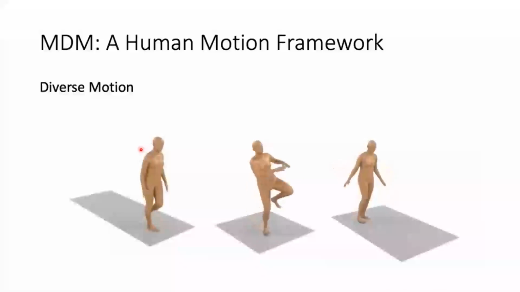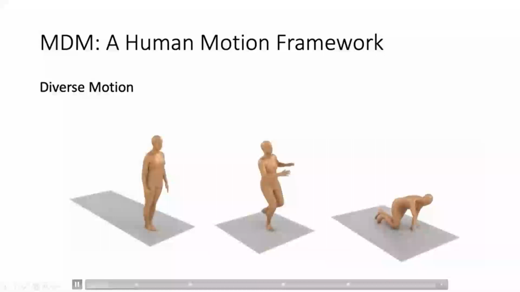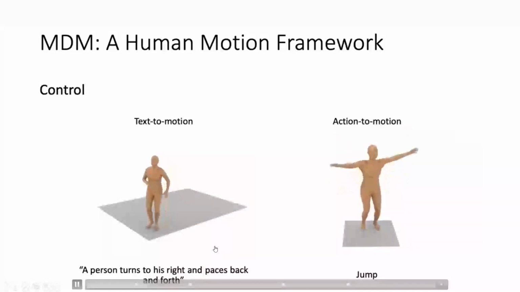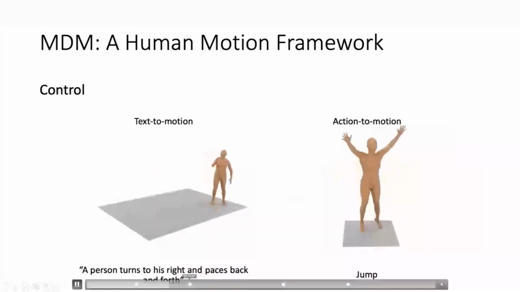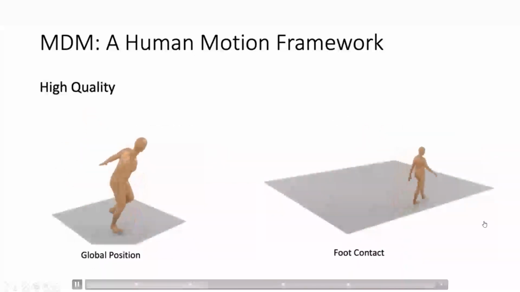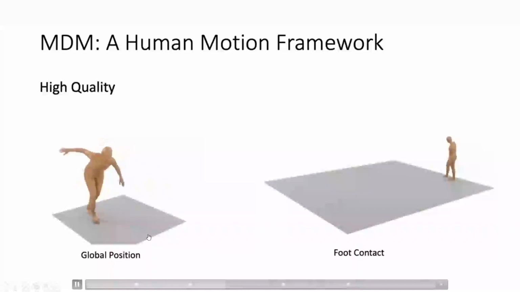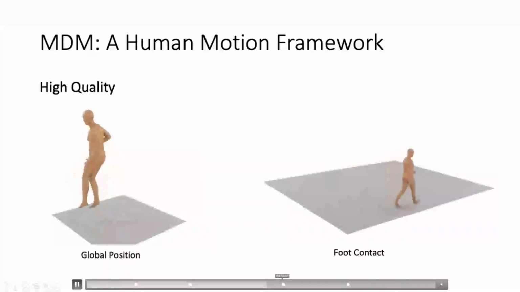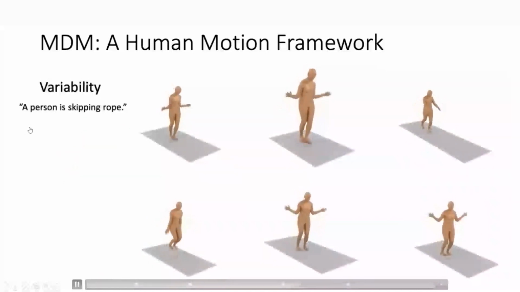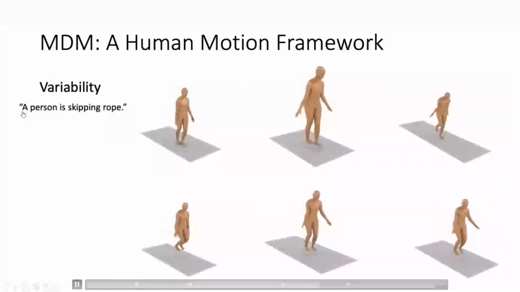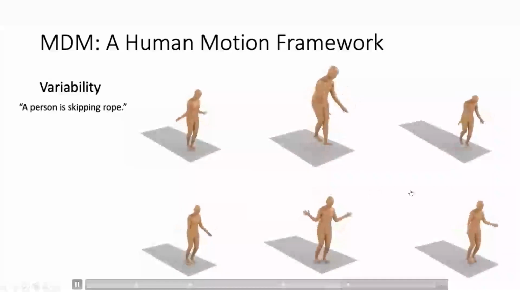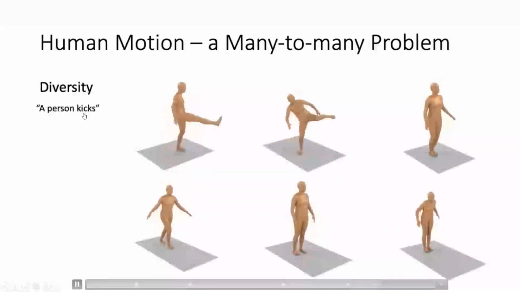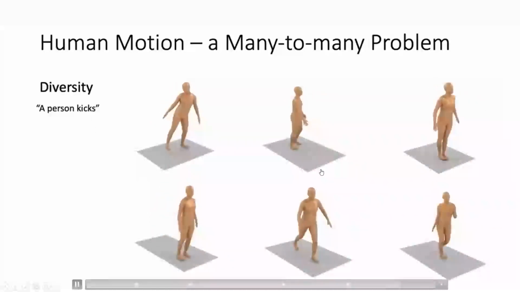And here are the results. The overall results are like this. They can generate diverse motion, and text or action conditioning is also possible. The quality is quite good: they can generate global positions and have fewer foot sliding artifacts. With the same text input, they can generate diverse outputs that look really different. Even with an ambiguous word like kick, they can generate diverse outputs.